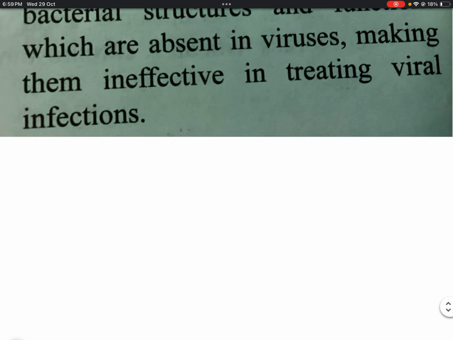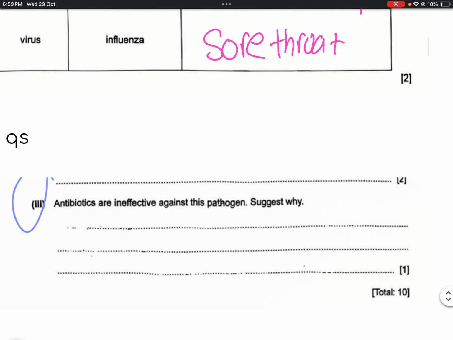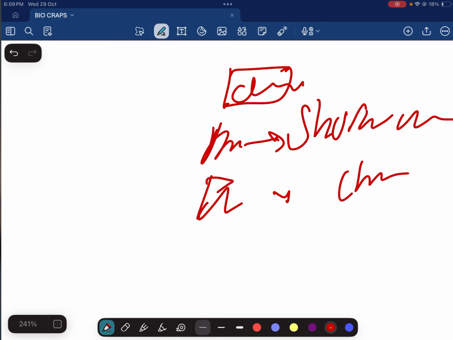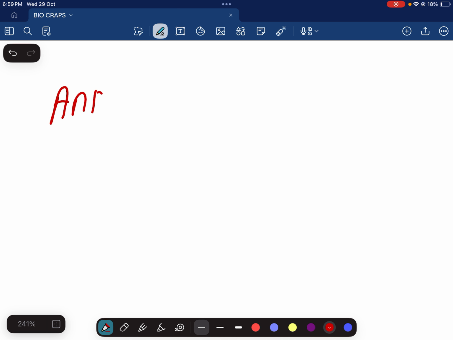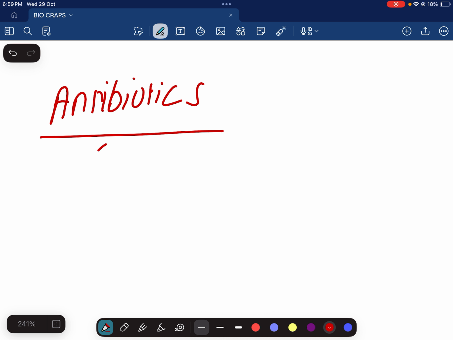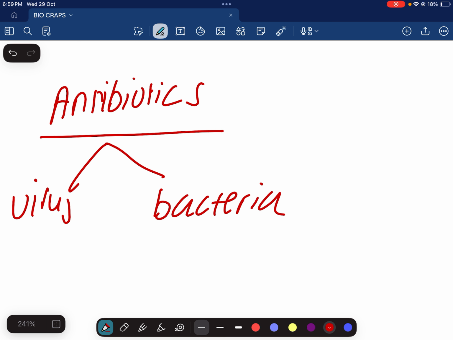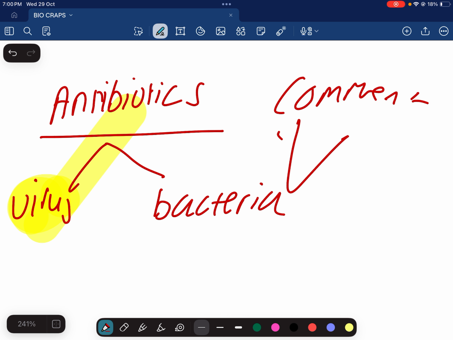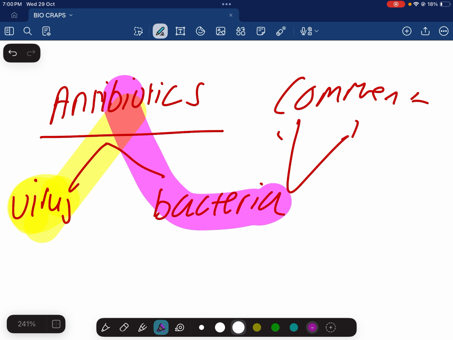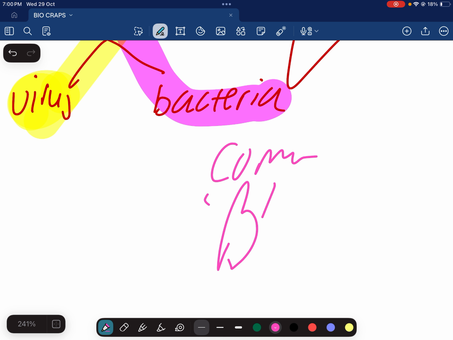Okay, I think this is the last question. Bear with me. Last question. Antibiotics are ineffective against pathogens such as what? Is antibiotics used for virus or bacteria? Which one do they use? Whoever said virus, comment V. Whoever said bacteria, comment B.